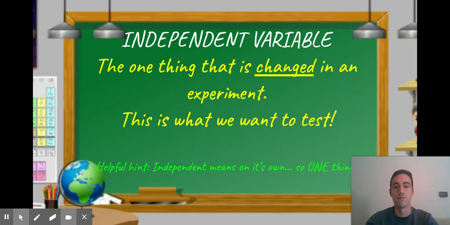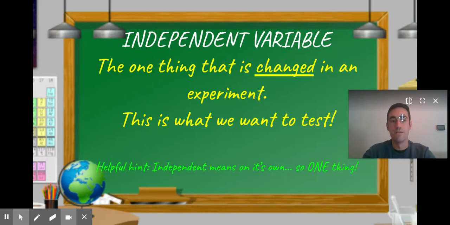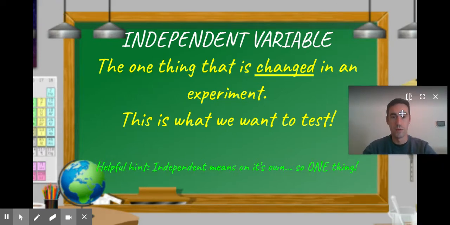A helpful hint to remember what an independent variable is: independent means one. If you are doing something independently, you are doing it on your own. So it's just one thing. So you should only be able to identify one independent variable in every experiment you do, because that's the variable that we want to test.